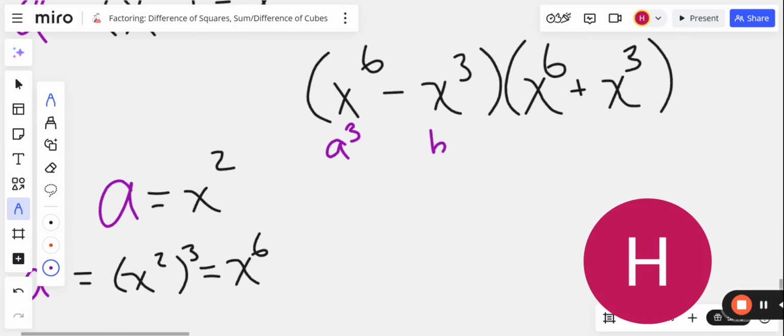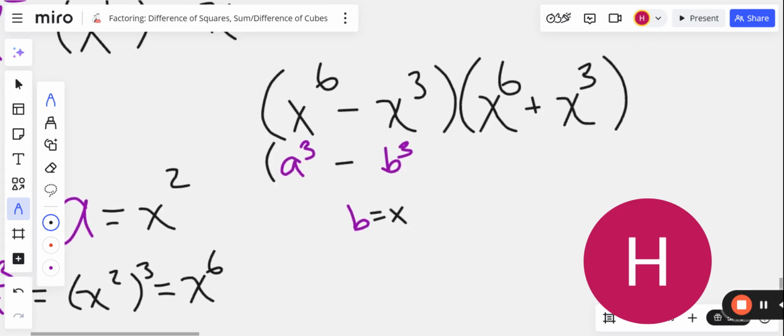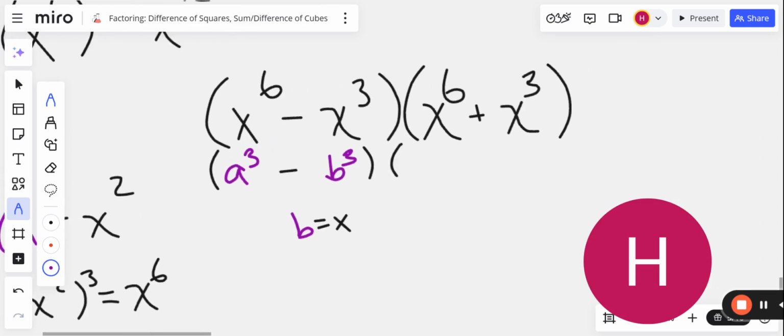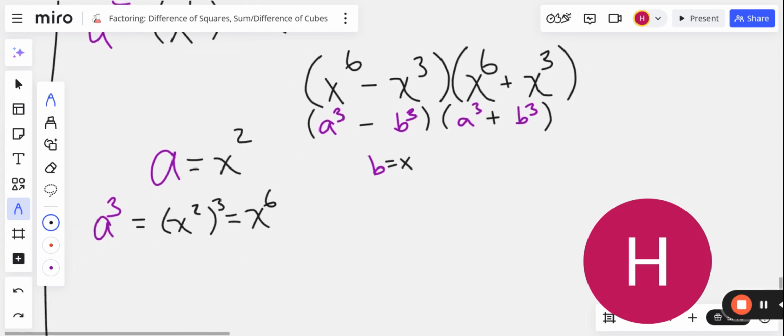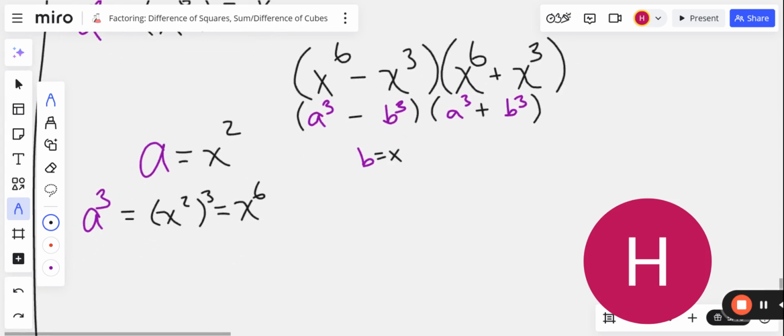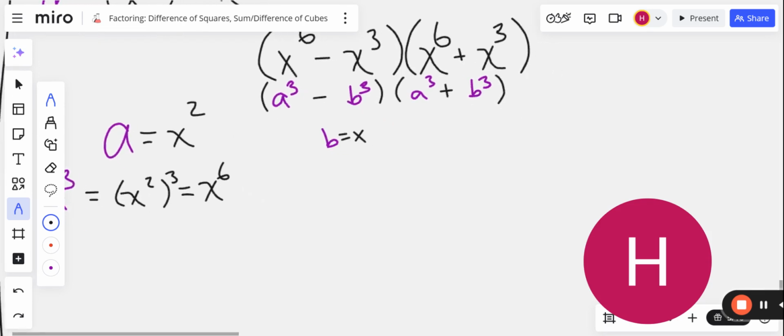Well, if this is my b cubed, then of course b is just x. But that means that I have a cubed minus b cubed, and then I have a cubed plus b cubed with the same a and b. So fortunately, I don't have to find the a and b for this one and then find a different a and b for this one. But I still have to open up these factoring formulas, kind of. I have to expand these difference of cubes and sum of cubes, and so that's going to get a bit large.